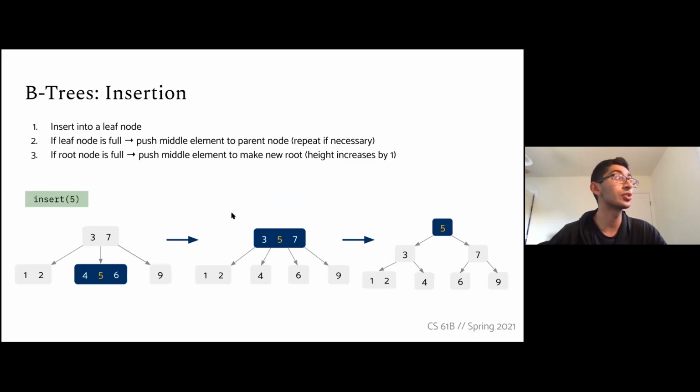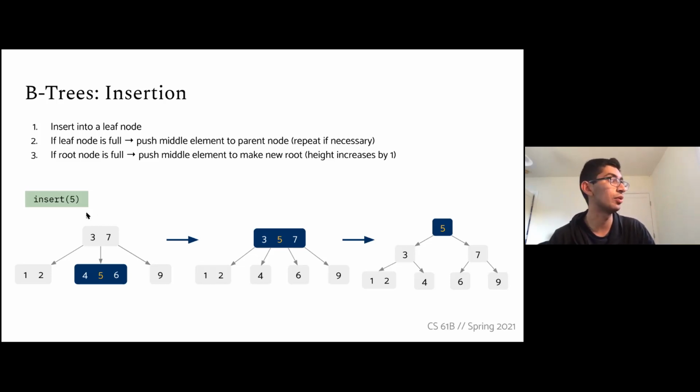So in terms of inserting into a B tree, the steps are pretty simple. First, you insert into a leaf node. If the leaf node is full, so what does full mean? Full means there's, let's say, 3 or more numbers. You push the middle element to the parent node, and you keep repeating so long as that's necessary. If the root node is full, then you push the middle element to make a new root.